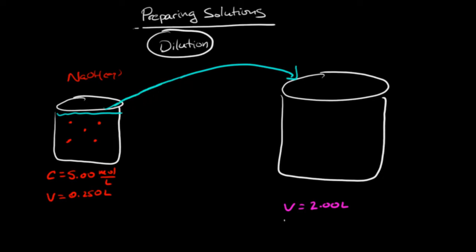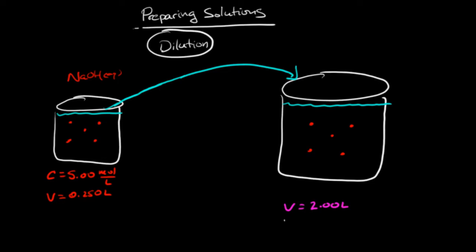what's going to stay the same is the number of moles, because I can't create any new sodium hydroxide. So I still have the exact same amount of sodium hydroxide that I had before. What has changed, however, is now the amount of water. So I went from a 0.25 liter solution to a 2.0 liter solution. So the number of moles has stayed the same.